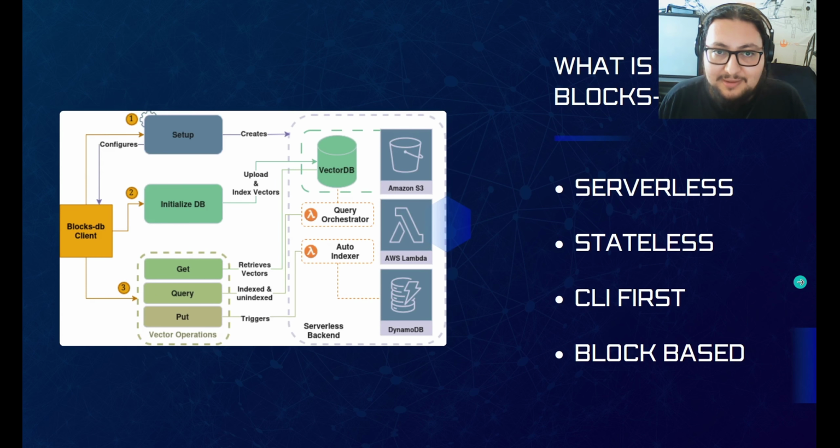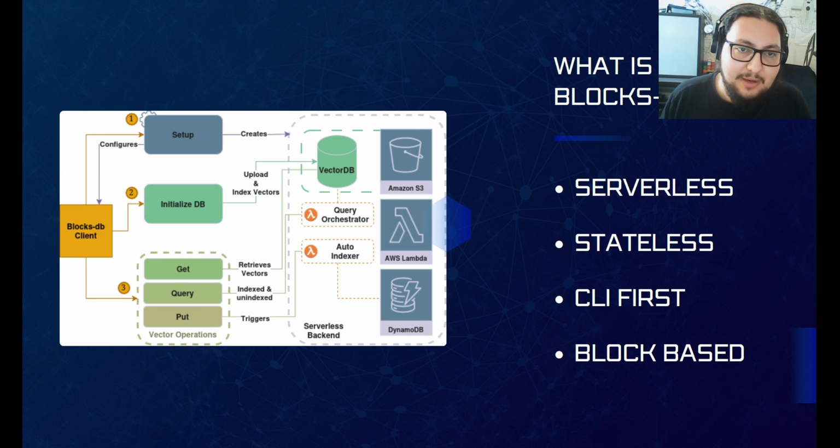BlocksDB is a serverless, stateless vector database. It's command line interface first and built over AWS Lambda, S3, and DynamoDB. The core idea is simple. Instead of maintaining a single monolithic index, we split the data into independent blocks and distribute computation across serverless functions. This removes the need for clusters or dedicated infrastructure.